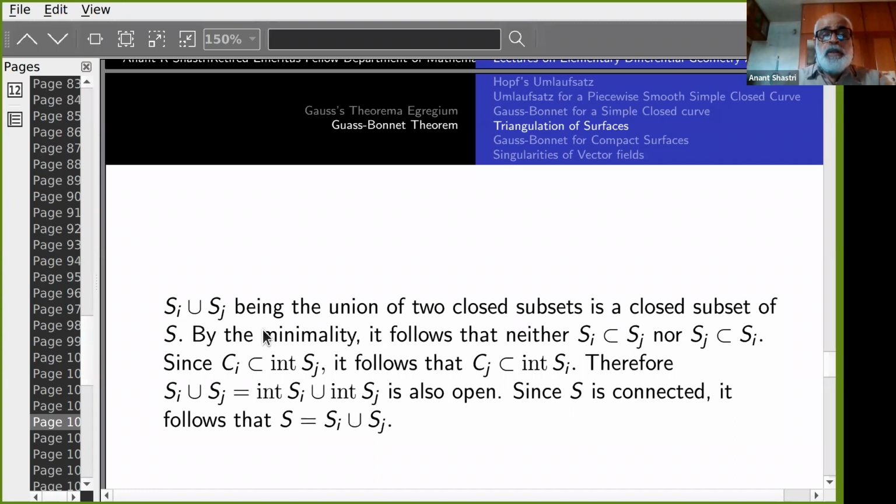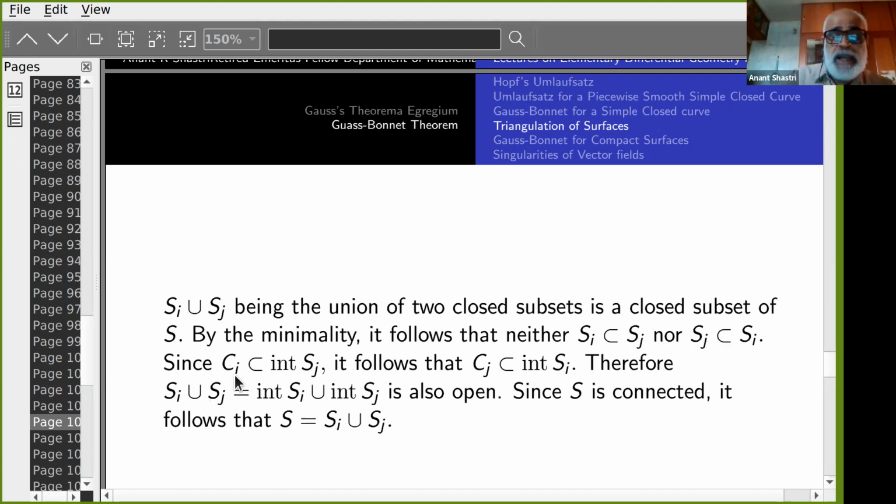Suppose you just look at SI union SJ. Both of them are open subsets of S. Therefore, SI union SJ will be an open subset. But if you include the boundary, they are closed subsets also. I am taking the boundary also, the image of the proper disk. So SI union SJ is the union of two closed sets. It's a closed subset of S. By minimality, it follows that SI is not in SJ, nor SJ in SI. So this is what we observe.